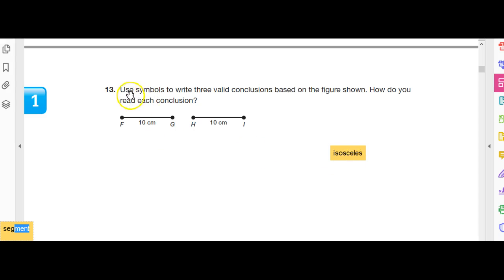All right, it says use symbols to write 3 valid conclusions based on the figure shown. How do you read each conclusion?